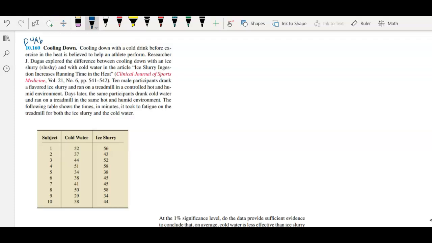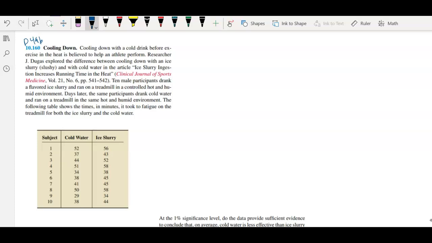So here's the idea. We're going to look at cooling down with a cold drink before exercise in the heat, which is believed to help an athlete perform. Researchers actually conducted a study on this called "Ice Slurry Ingestion Increases Running Time in the Heat." All right, so how did they come up with that?